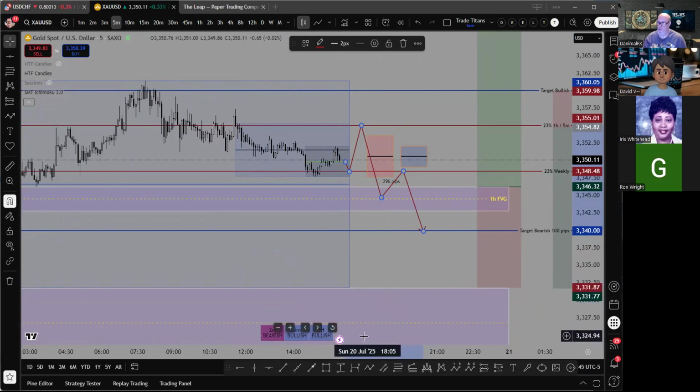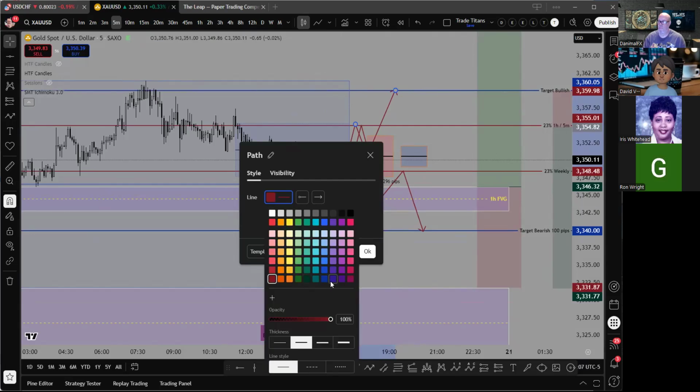Or I'm looking for this. If we go bullish, I'm looking for this move. Come up to here, be tested about here, to take it up there. That's what I would like to see.